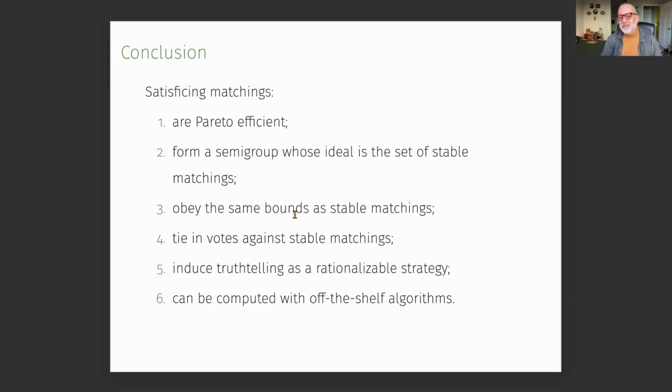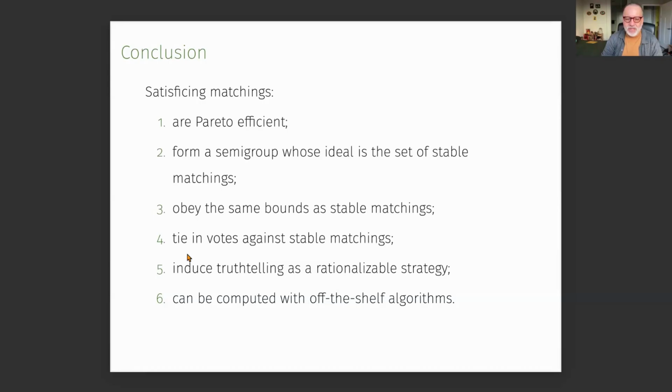Luckily, satisficing matchings observe the same bounds, mu m and mu w, as stable matchings. So that's good. We know that stable matchings are majority matchings. If you ask people to vote between a stable matching and any other matching, stable matchings are always going to win at least weakly. In the worst case, they tie. Satisficing matchings lose that property. They will always tie against a stable matching. They will not lose unanimously to any other matching. So something is preserved, but not fully. They need not obtain a majority.